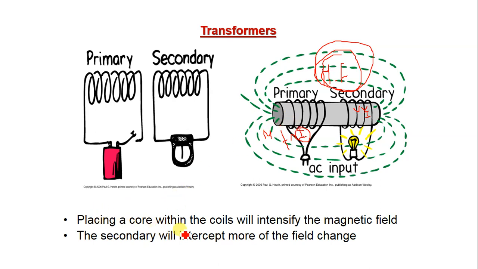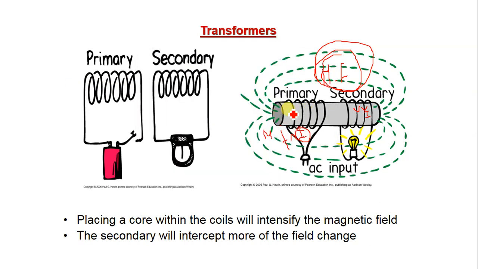Placing a core within the coils will intensify the magnetic field. What does intensify mean? It means to increase its intensity, or make it a stronger magnetic field. That's why we put in an iron core. We don't keep the coils without anything inside them.